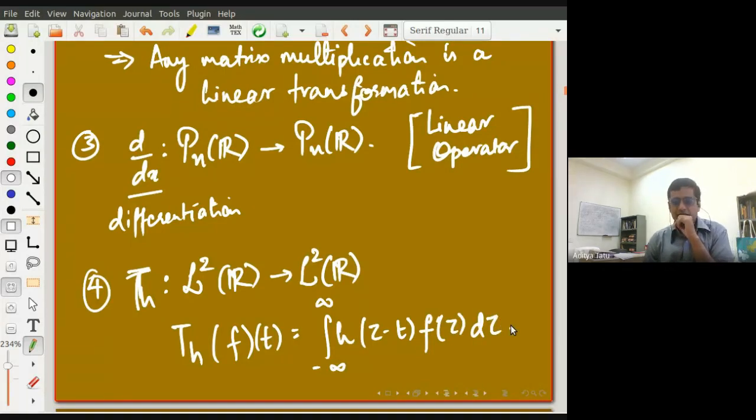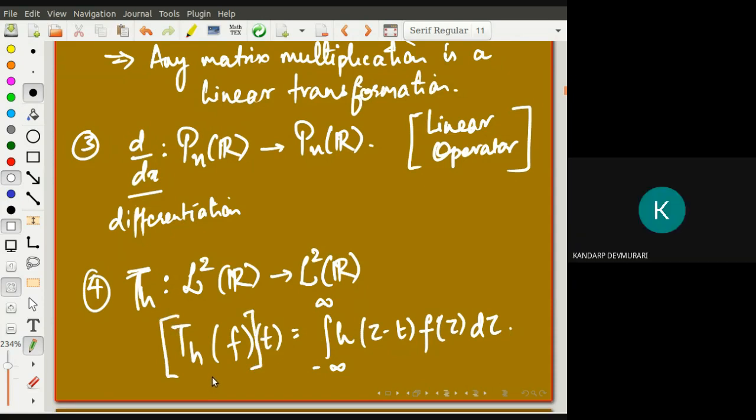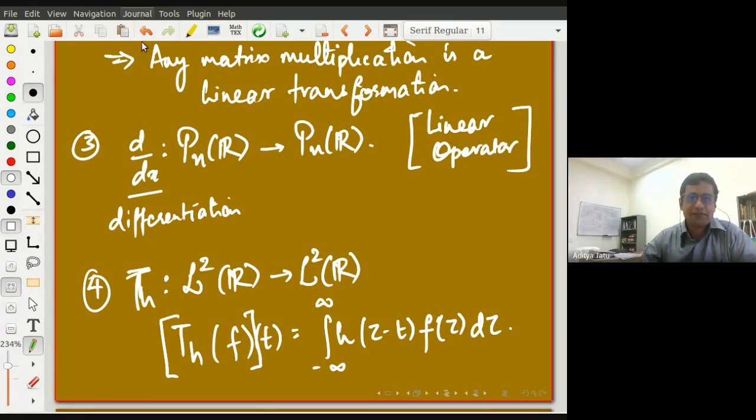How about this? You've seen this somewhere? Convolution. Is this linear?